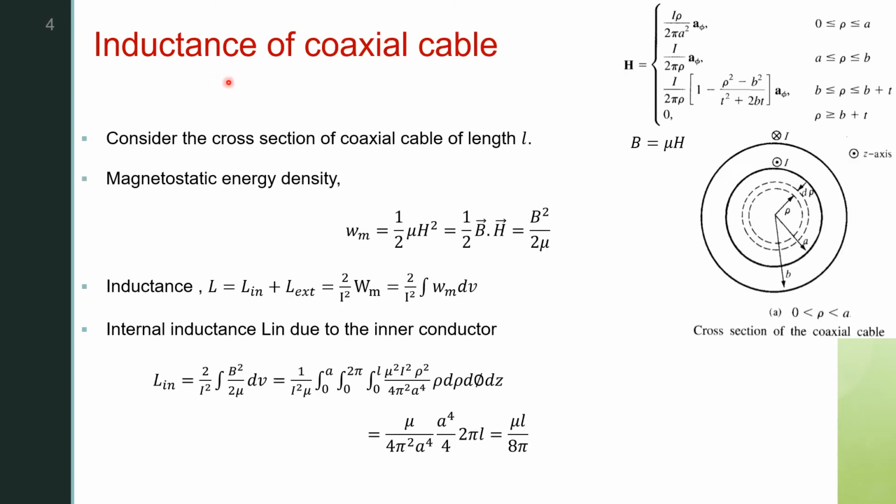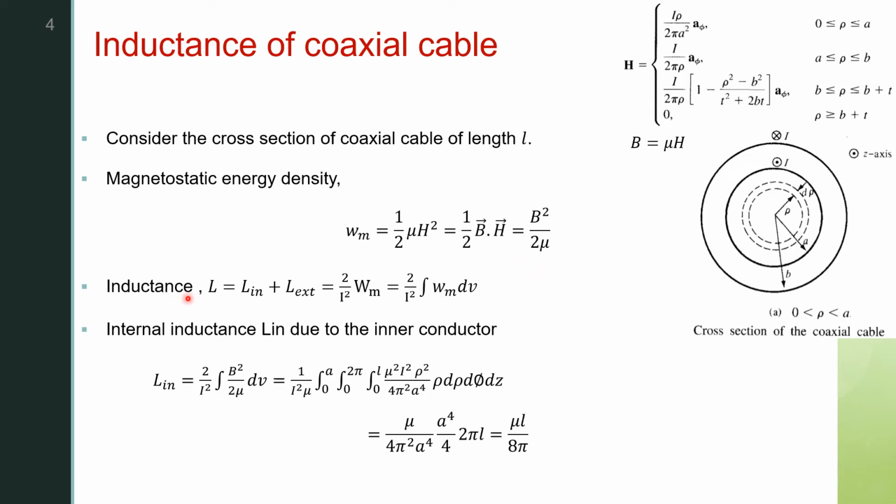Inductance of coaxial cable. Our aim is to determine the inductance of a coaxial cable as shown in the figure. So a coaxial cable has an inner conductor and an outer conductor. The radius of inner conductor is a and radius of outer conductor is b. Just before, we learned energy stored in an inductor, W is equal to half L I square. Then magnetostatic energy density, that is small letter Wm, is equal to half mu H square, that's the same as half vector B dot H, it's also the same as B square by 2 mu.